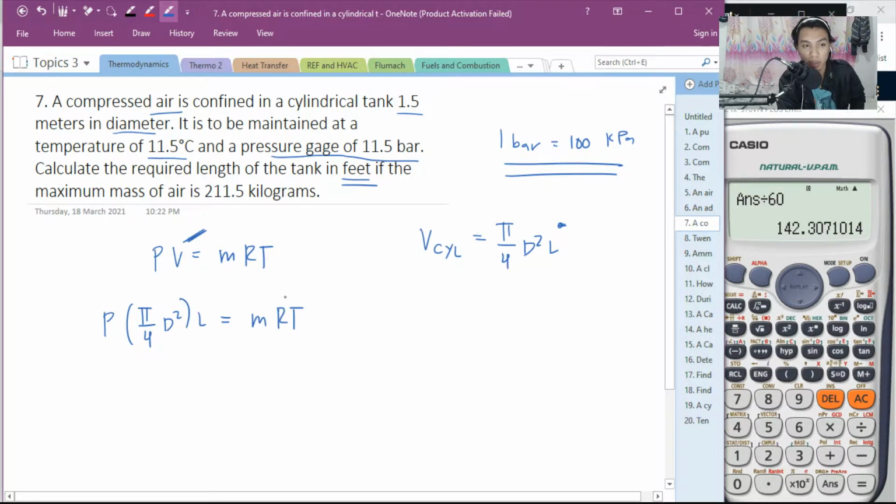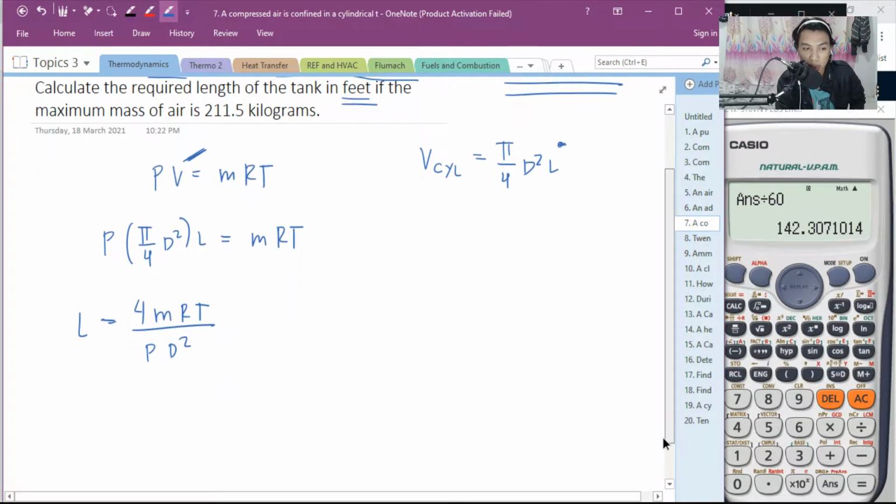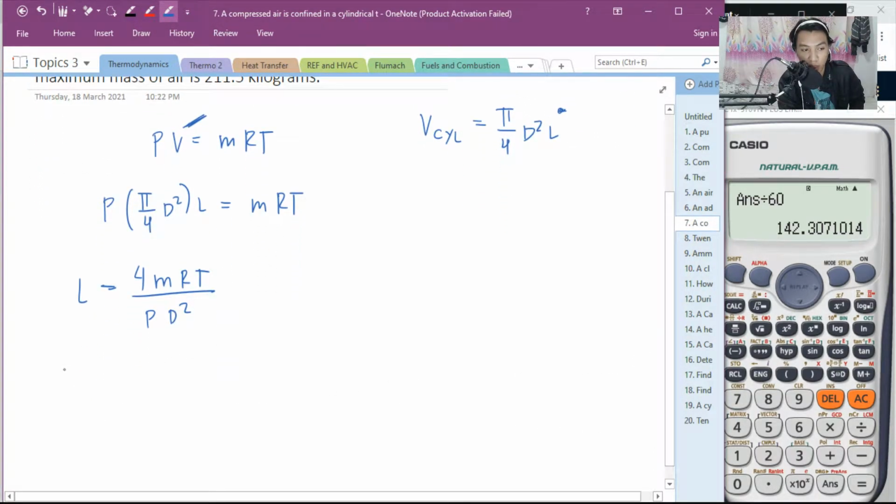Now, R is considerable na given yan. Matik kasi R yung given, okay? So, L ang hinahanap natin. O, isa-isahin ko na lang. I-algebra na natin. L is equal to mRT over P times pi over 4 D squared. Yung 4, iakyat mo dito. 4 mRT over P pi D squared. O, meron ka ng formula for L. Then, the rest, ang gagawin mo na lang, i-substitute mo yung mga required values.